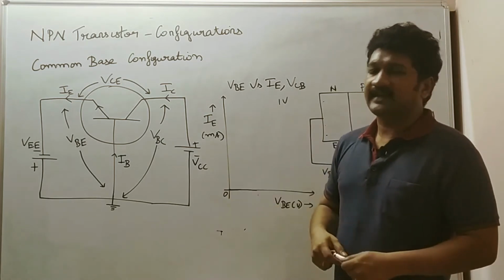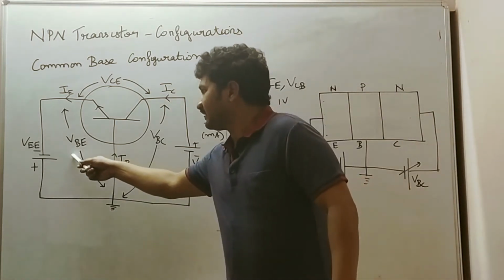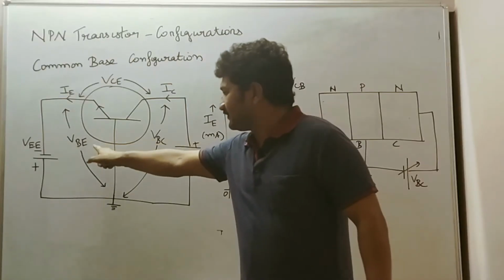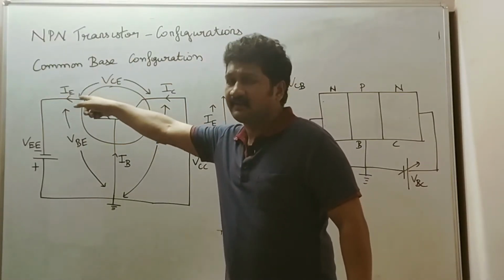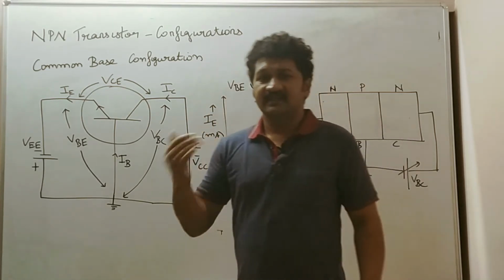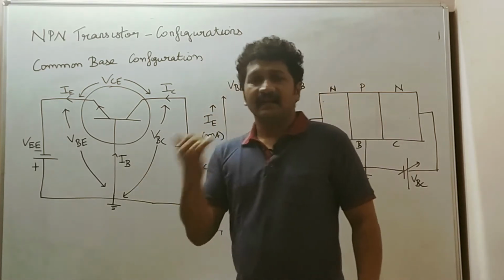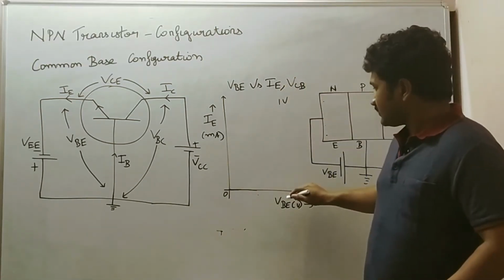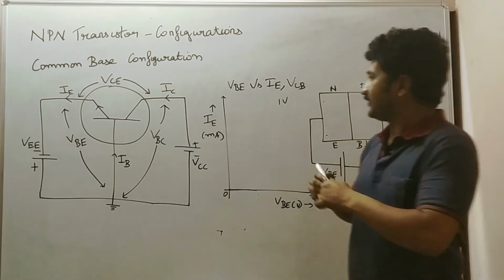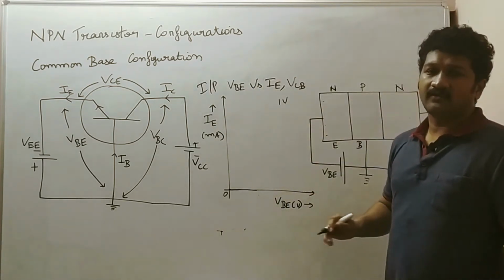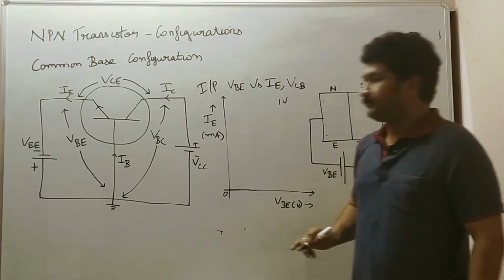When we go to the input characteristics, we have the input voltage VBE and input current IE. As we change the input voltage VBE, we can see a change in the input current. So let's go step by step. First let's discuss the input characteristics and then the output characteristics. Here is the graphical representation of the input characteristics of a common base configuration.